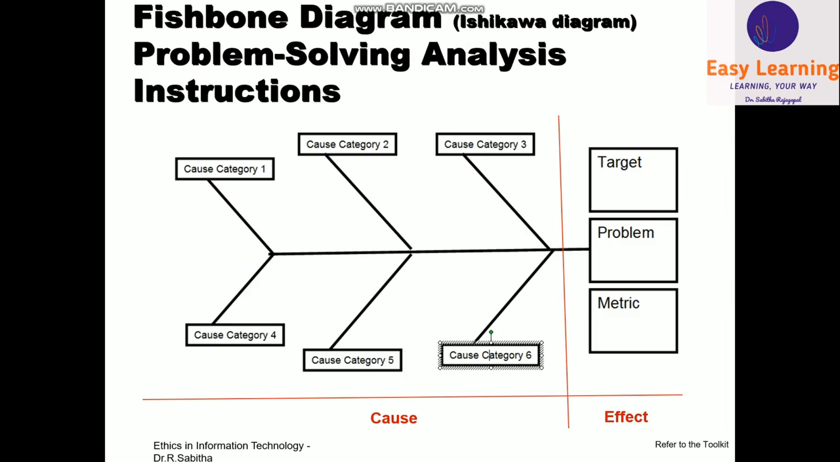Next is your Pareto diagram, and then your fishbone analysis. Fishbone analysis is a diagram which is used to analyze cause and effect. The cause of the problem is analyzed based on the category. For each category, you are going to analyze what the cause is, and its equivalent effect.